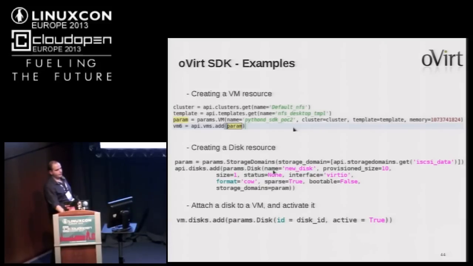The parameters are, this is the name, this is the size, status, interface, format, etc. Once you created a new disk, you can attach it to the VM. Again, using vm.disks.add, because we add a new disk resource in the VM, and passing the disk ID and saying we would like to activate it now. We support hot plugging of disks in oVirt, so you can do that.